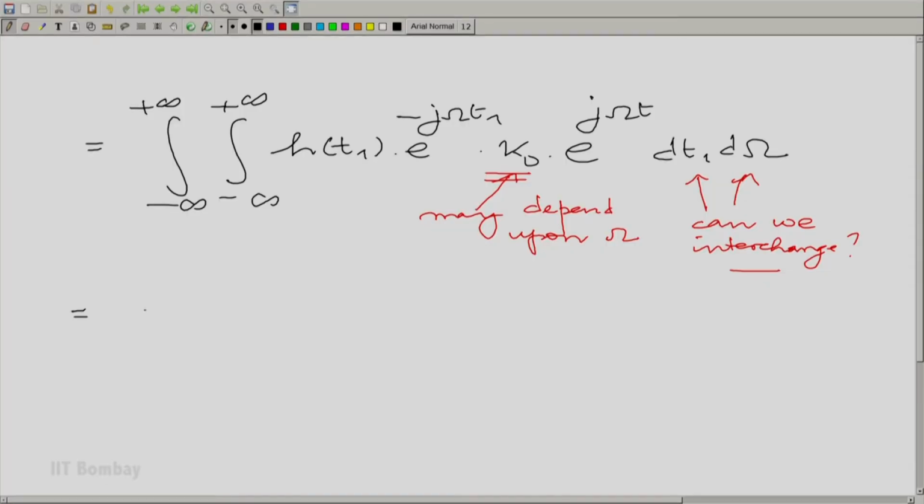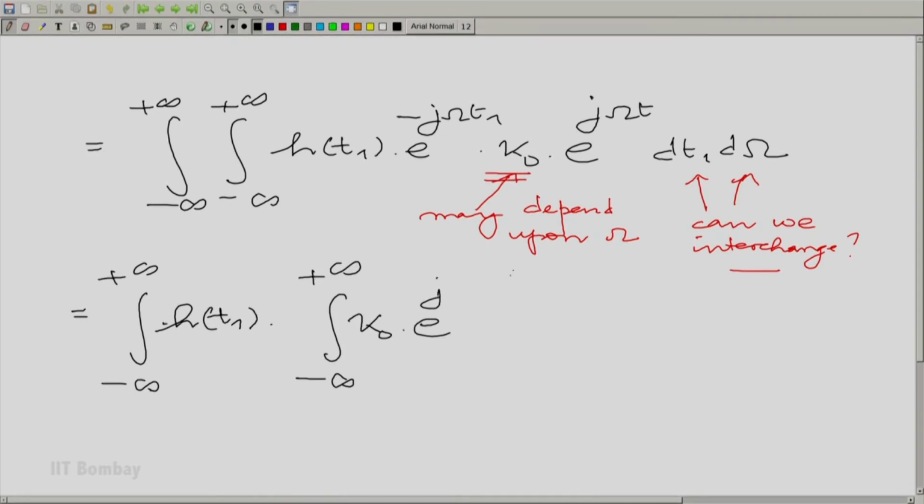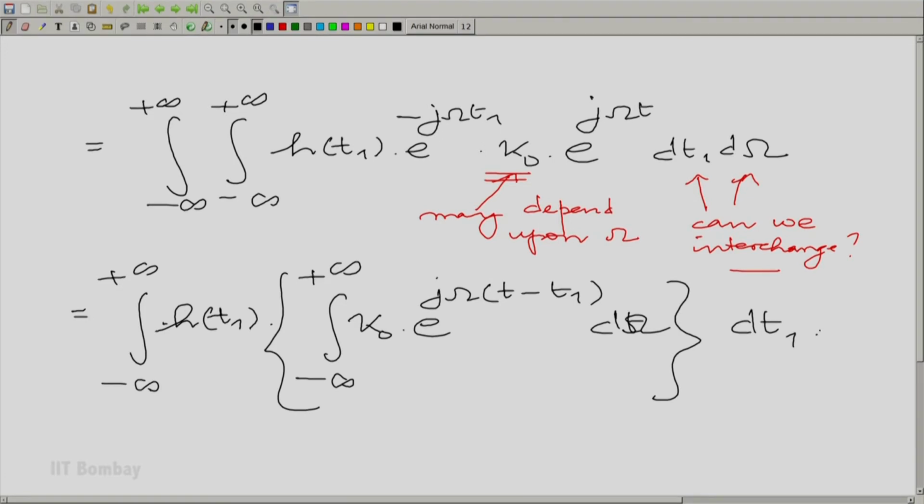So, now let us look at the expression once again. Now, this after interchange would become minus infinity to plus infinity. Now, I keep the t1 quantities outside and I take the omega quantities and I can put those quantities together as you see. Now, d omega first and then dt.